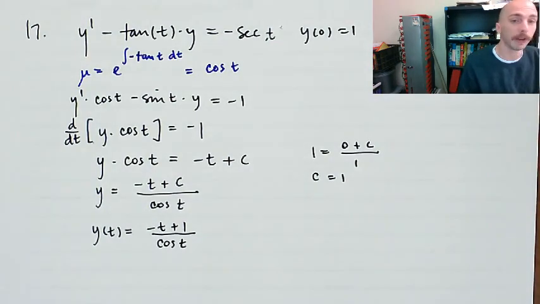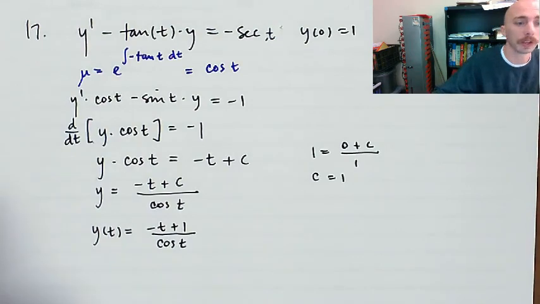Okay. And that's going to be all. 17 integrating factor examples. If you've done all 17, you know what you're doing at this point. Thanks for watching.